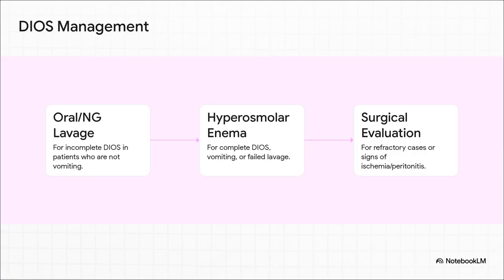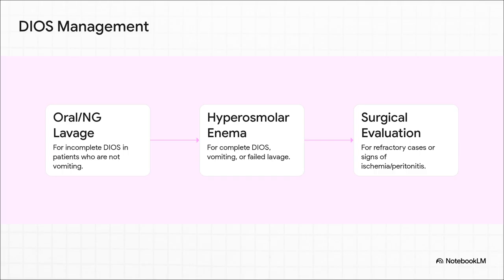Now, for the blockage itself, we've got a tiered approach. If it's just an incomplete obstruction and the patient isn't vomiting, you can start with an intestinal lavage, basically giving them a solution like GoLYTELY, either to drink or through an NG tube. But if the obstruction is complete or that lavage just isn't working, you escalate to a hyperosmolar contrast enema. Using something like Gastrografin is great because it's osmotic. It pulls water into the bowel, which helps soften and break up that impacted stool.